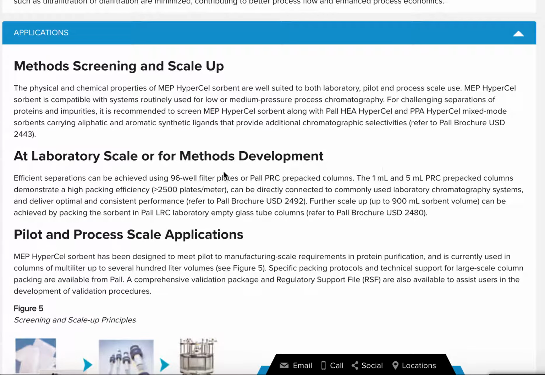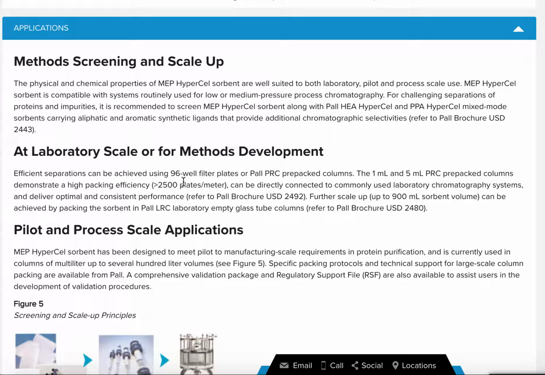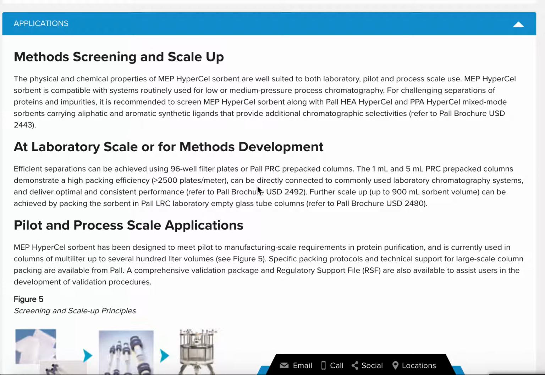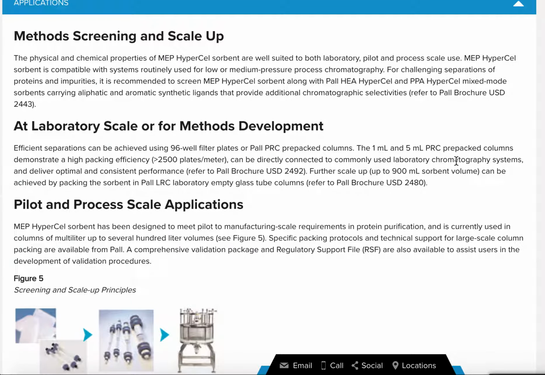At laboratory scale or for methods development, efficient separation can be achieved using 96 well filter plates or Pall's PRC prepack column. The 1 ml and 5 ml PRC prepack columns demonstrate a high packing efficiency of 2500 plates per meter. They can be directly connected to commonly used laboratory chromatography systems and deliver optimal and consistent performance. Further scale up to 900 ml sorbent volume can be achieved by packing the sorbent in this.